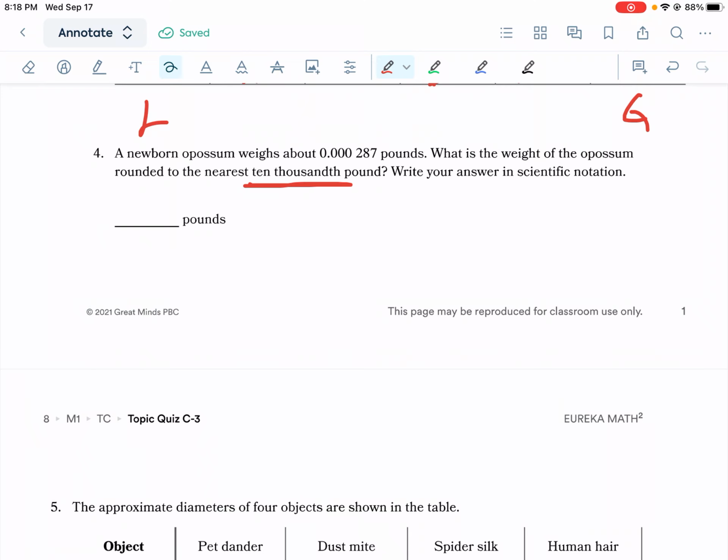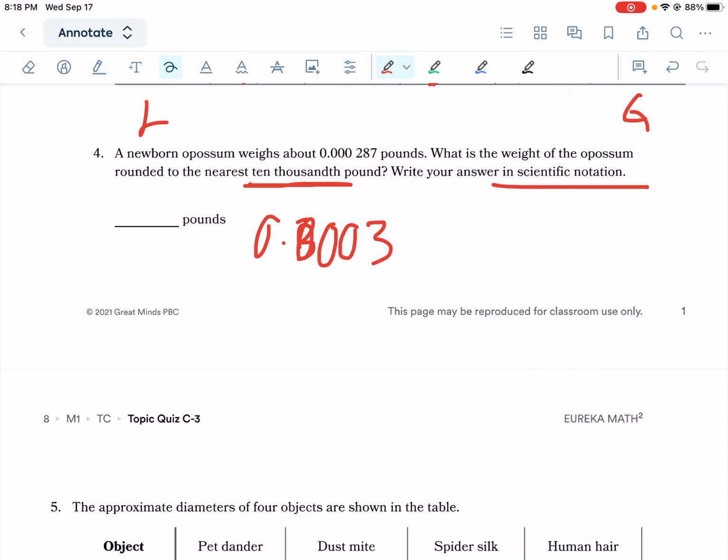In this case, in the 10,000th place, that's where that 2 sits at. So we're going to round up a little bit because the next number is an 8, which is greater than 5. So we're going to round up to 0.0003.